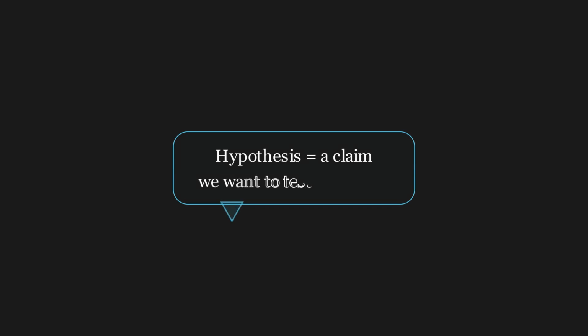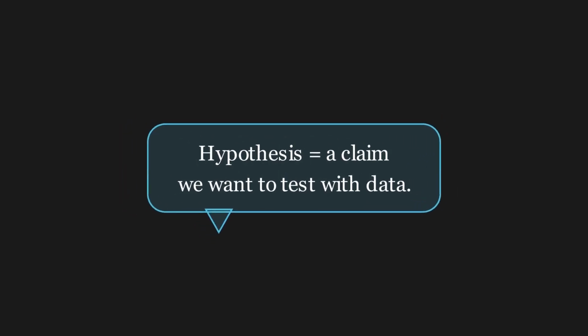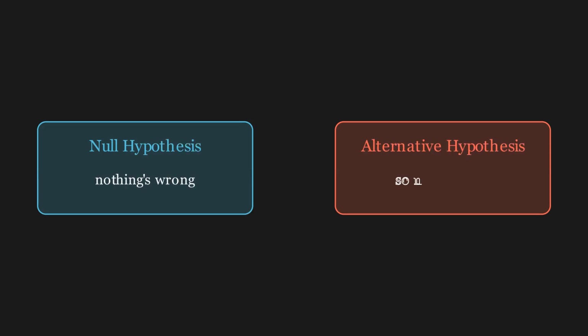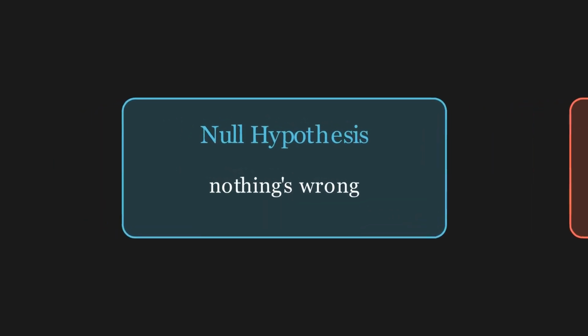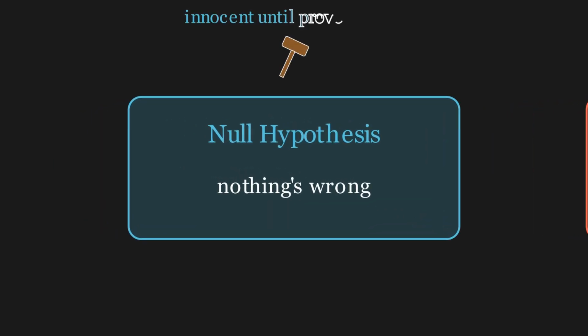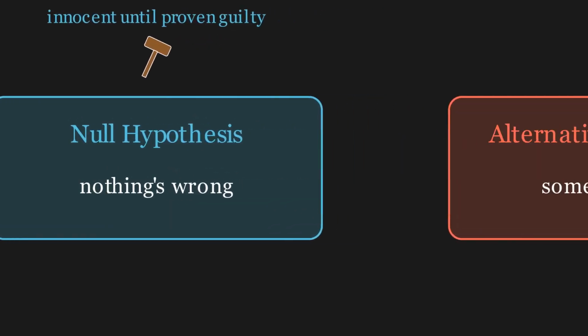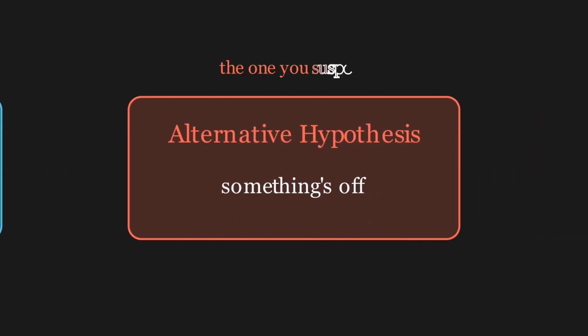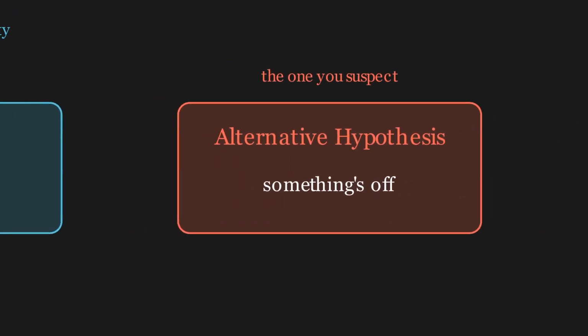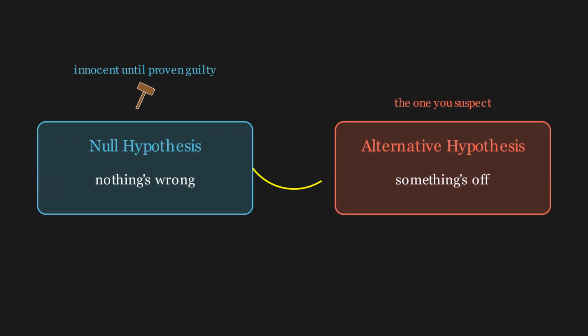In statistics, a hypothesis is just a claim about the world that we want to check using data. Like, this coin is fair, or this cereal box weighs 500 grams on average. Every hypothesis test actually uses two competing claims. The first is called the null hypothesis. Think of it as the innocent until proven guilty claim, the boring default that says nothing unusual is going on. The second is the alternative hypothesis. The claim you suspect might actually be true, the one that says something is going on.